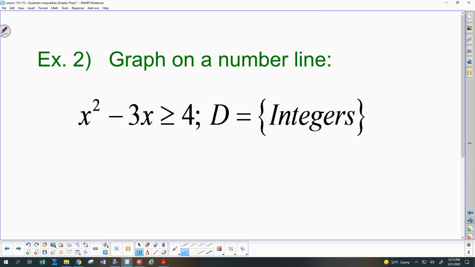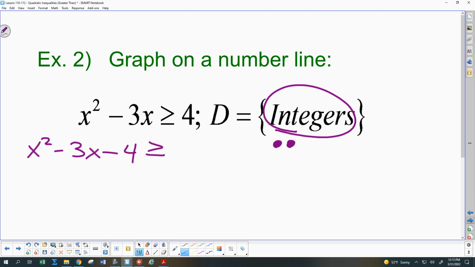Okay, next one. This time we're going to be doing integers, so we're just going to have dots in there. And this one is not already factored and not already having 0 on one side. So we need to do that work before we can ever get started. So x squared minus 3x minus 4 needs to be greater than or equal to 0. Everybody should be able to factor that. Starts with 1x squared. So I need numbers that multiply to be negative 4 and add to be negative 3.